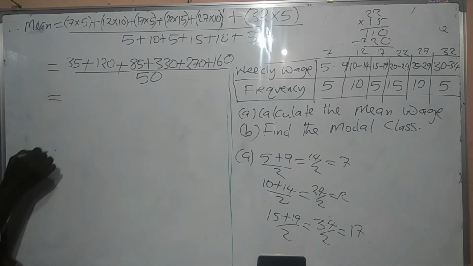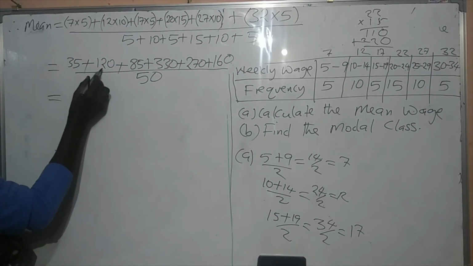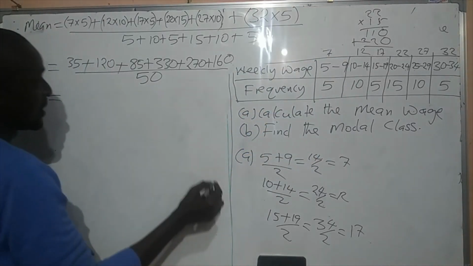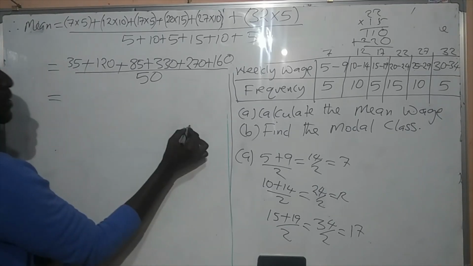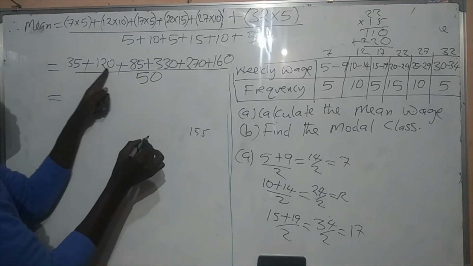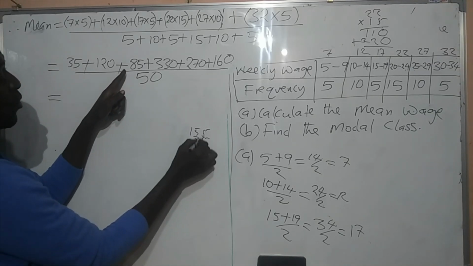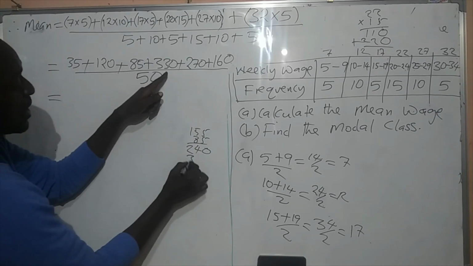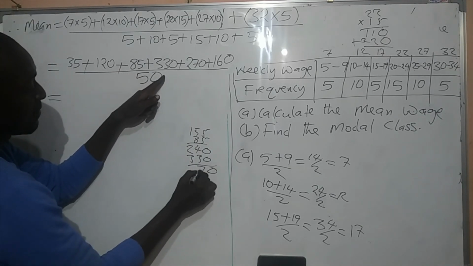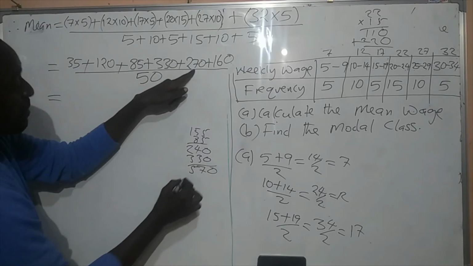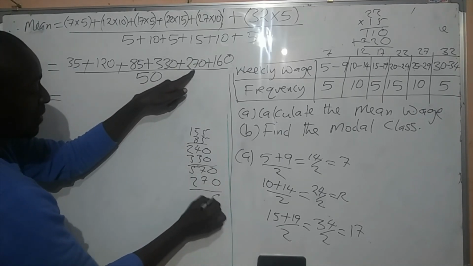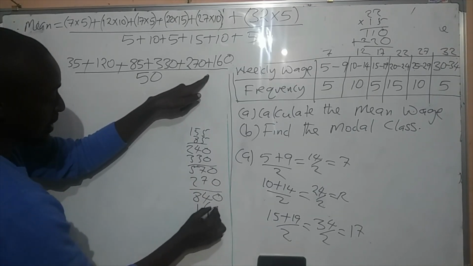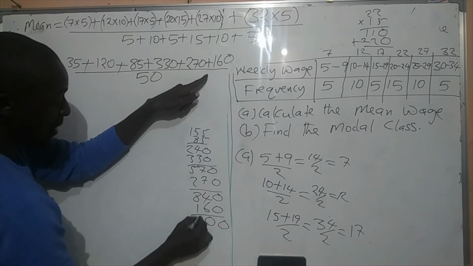And so we are going to add here 35 plus 120, this is 155. So 155 plus 85 is 240, plus 330 is 570, and then plus 270 is 840, plus 160, we are going to have 1000.